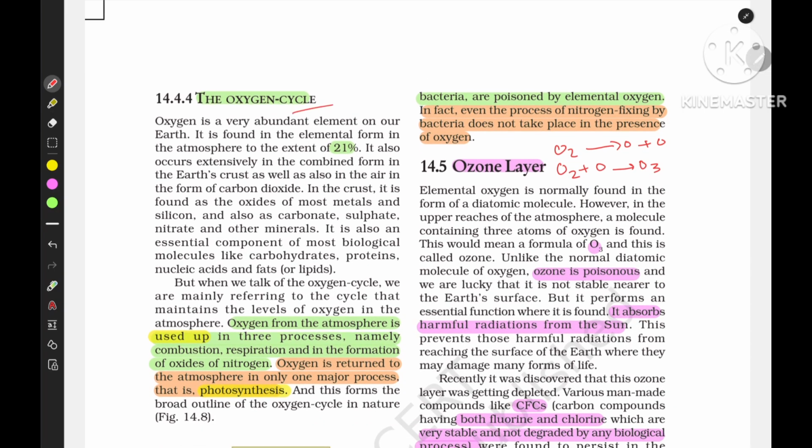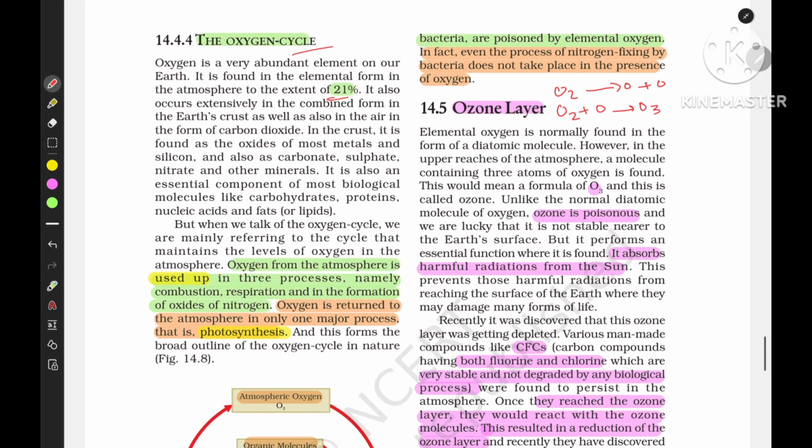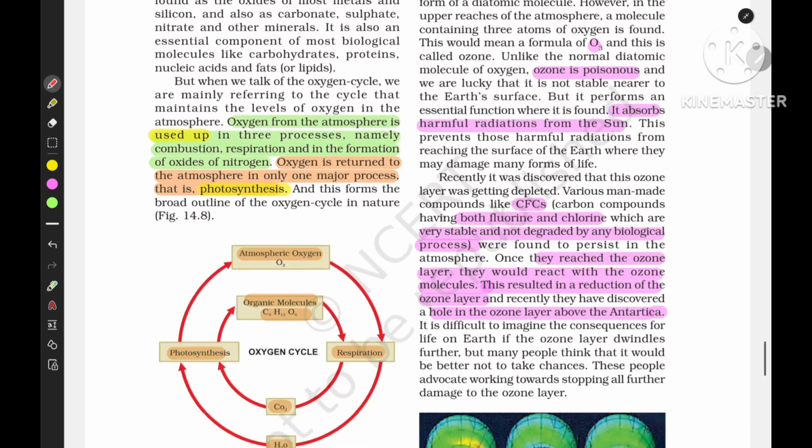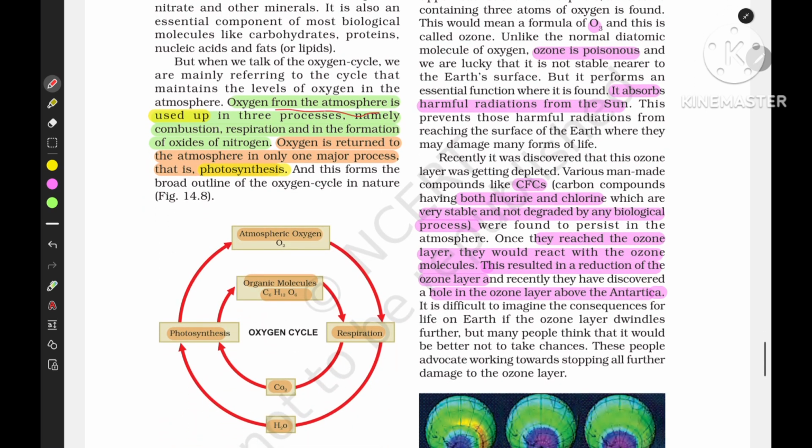About the oxygen cycle, 21% of the atmosphere is oxygen. The oxygen in the atmosphere is used up in three processes, namely combustion. Combustion is when something is burning, like when fire is happening. When there is fire, oxygen is required for the fire.